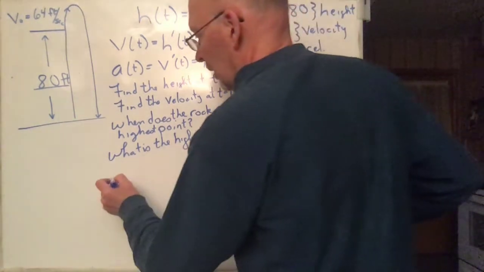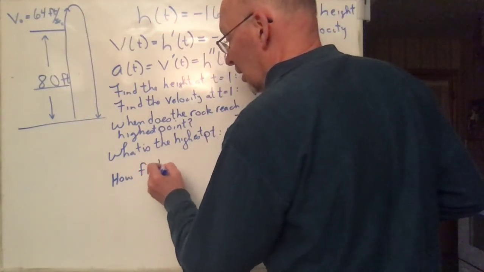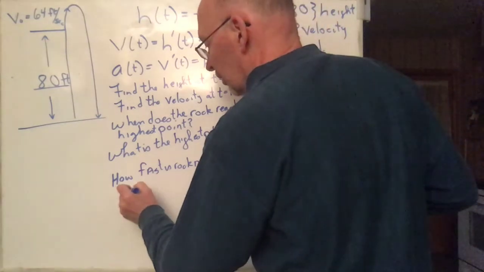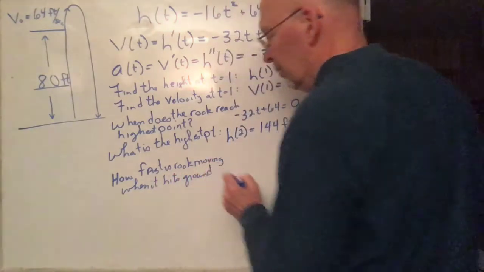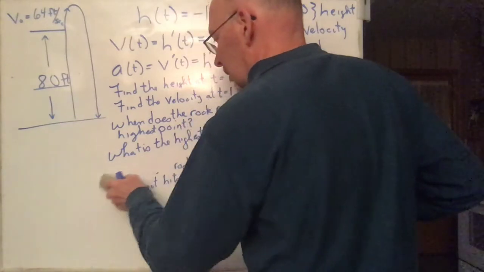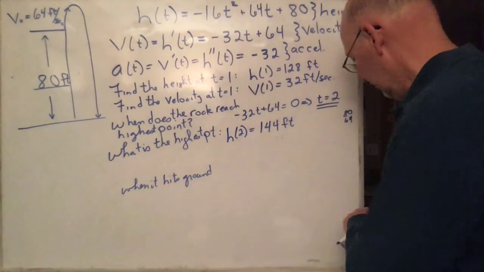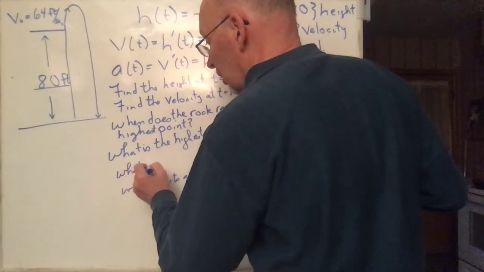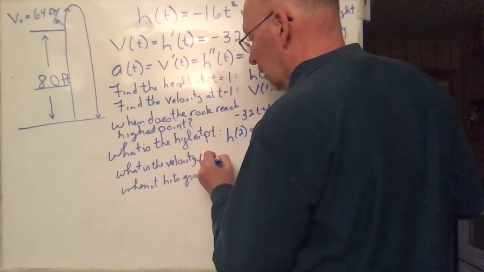Now, how about this one? How fast is the rock traveling, is the rock moving, when it hits the ground? And I should be a little more specific. What's the velocity of the rock? Velocity allows for both positive and negative numbers, whereas if I just say how fast, then it's basically saying make it positive. So I'm going to say, what is the velocity of the rock when it hits the ground?